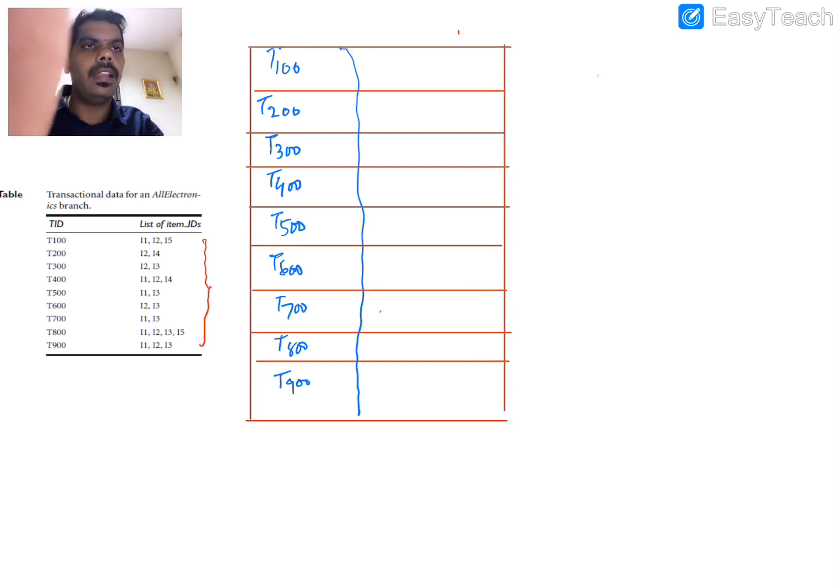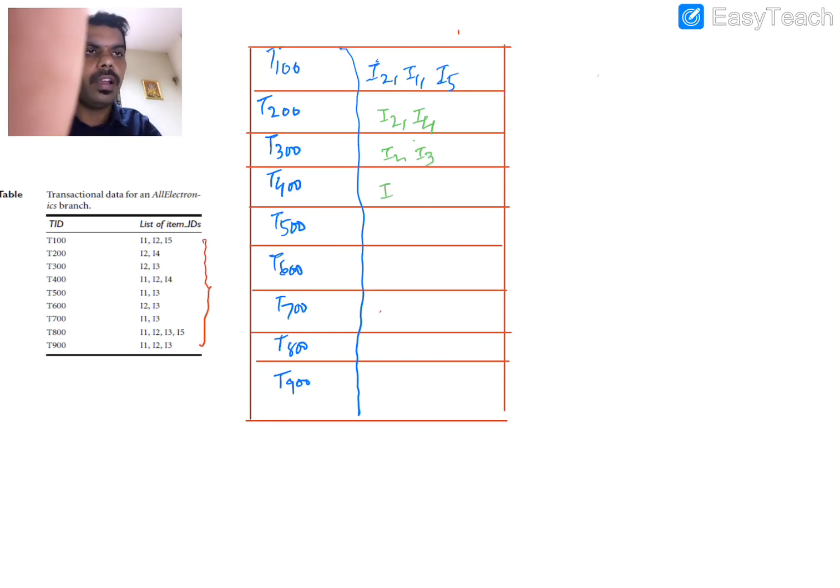Okay, let me read. T100 is given as I1, I2, I5. Now I have to write I2, I1, I5. I2 comes first, right? And next T200, I2, I4. Next T300, I2, I3.